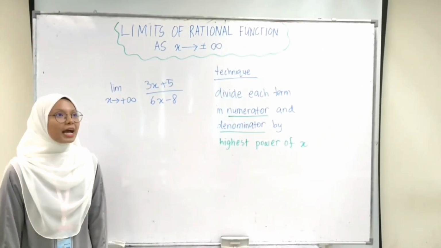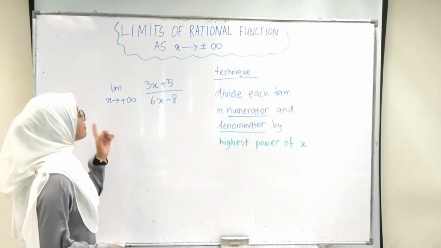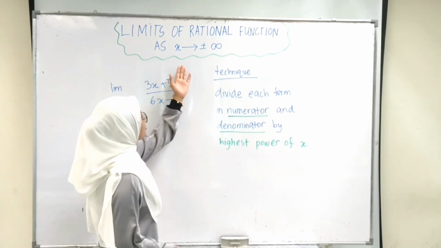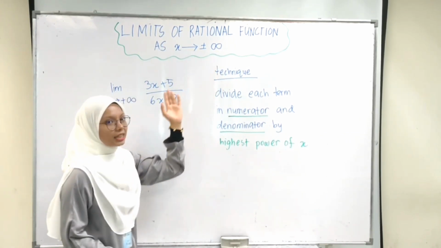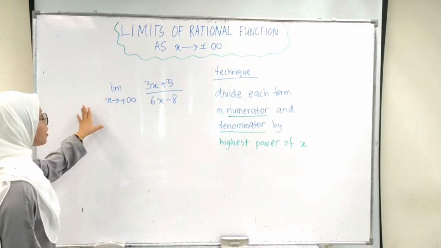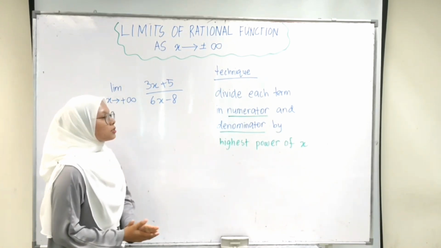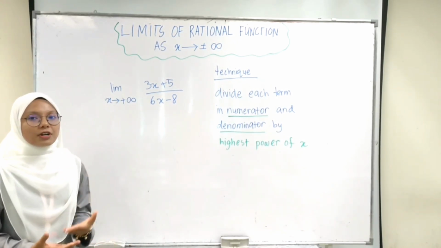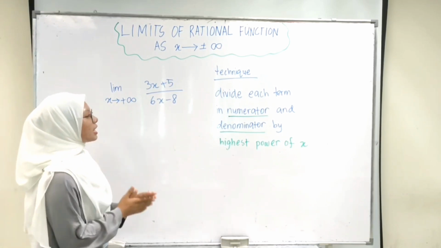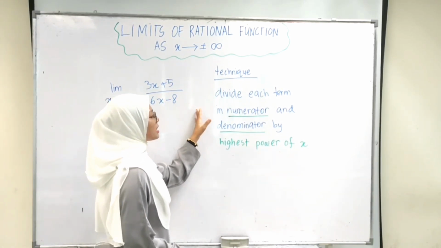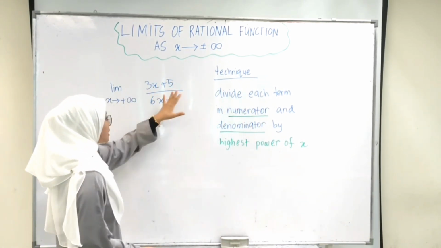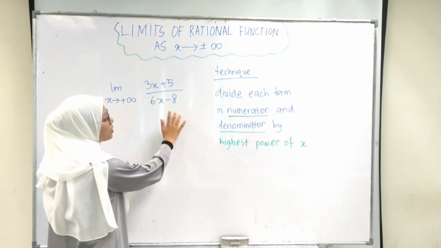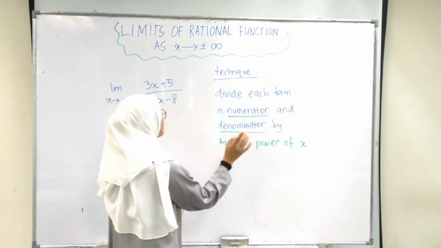Here we have one subtopic, limits at infinity, which is limits of rational function as x approaches positive or negative infinity. And here we have a form of rational function. To determine the behavior of a rational function, the technique we can use is dividing each term in the numerator and denominator by the highest power of x.